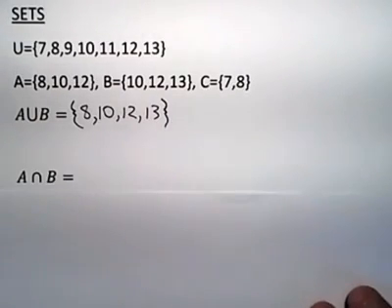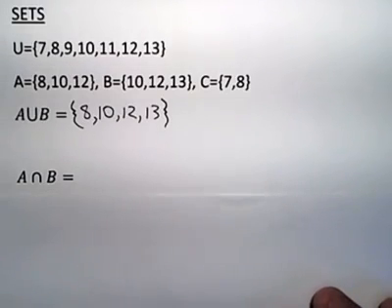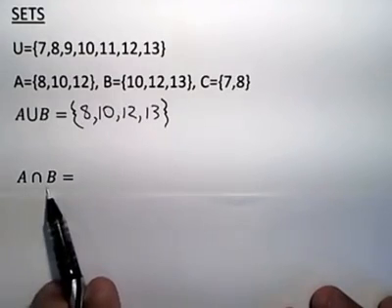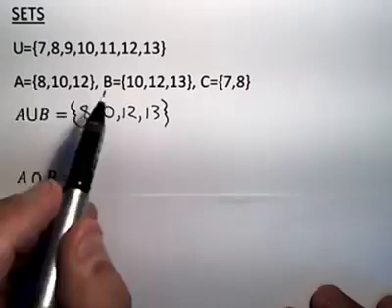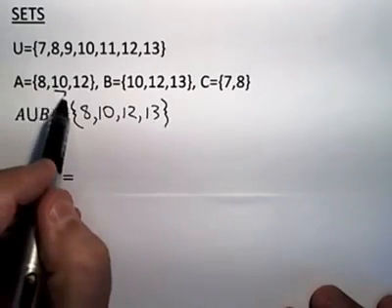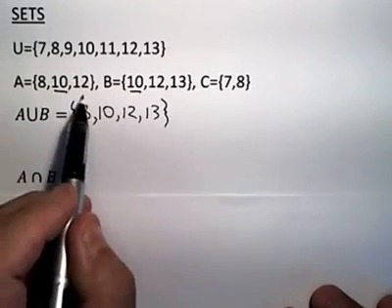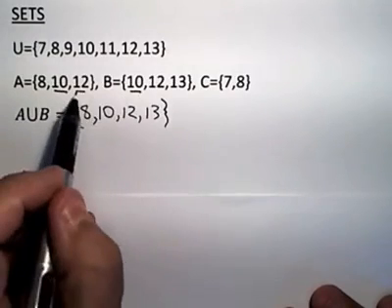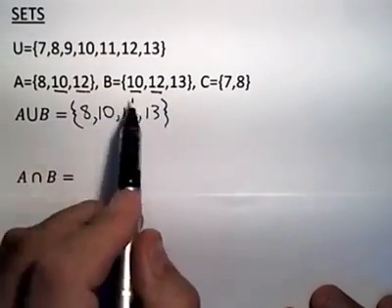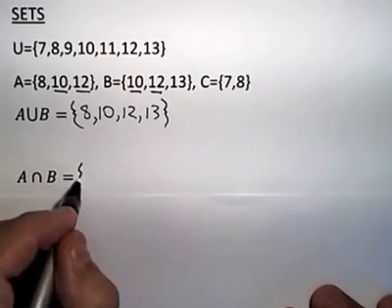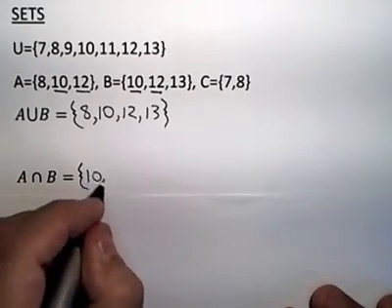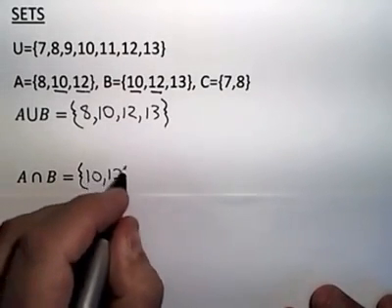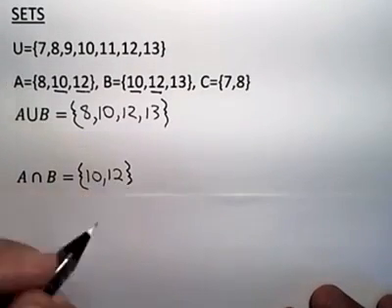Next question. What is A intersect B? Now the intersection are the elements that are in both A and B. So if you look back up here at A and B, 8's in A but not in B, 10's in both, 12's in both, 13 is only in B, not in A. So the intersection of A and B consists of the set with elements 10 and 12.